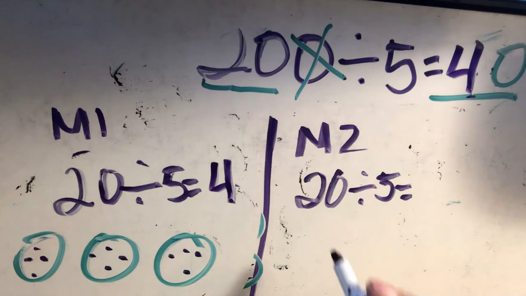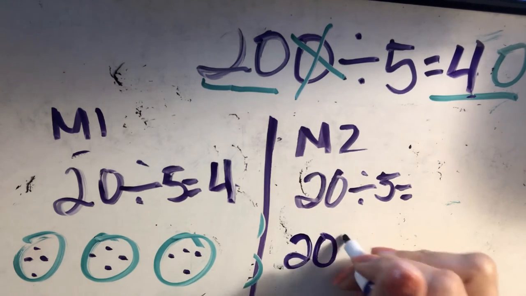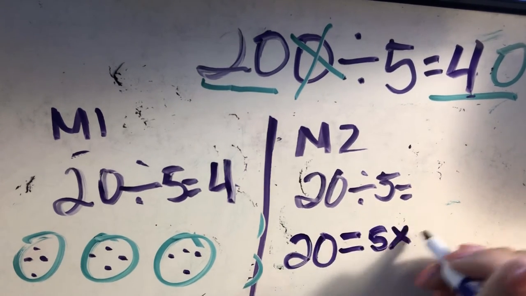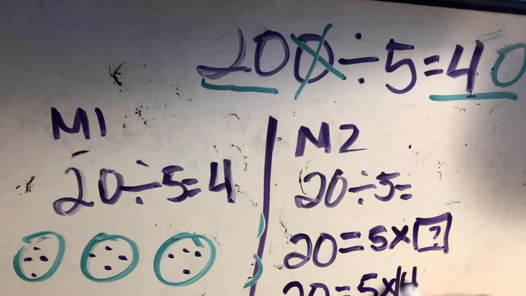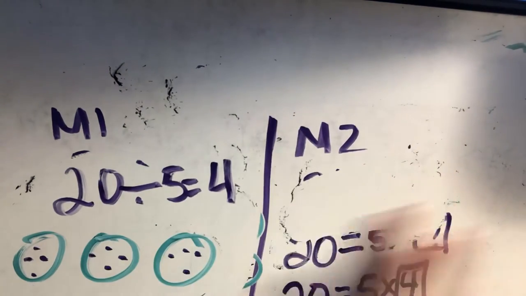Okay, if you want to do it the other way, then you would do 20 equals 5 times what number? And if you said 20 equals 5 times 4, then you are correct. You would still prop this number right up there, and you would get 40. Moving on, next problem.